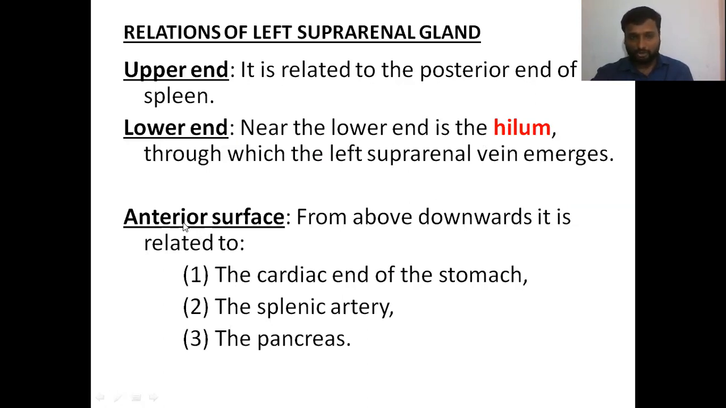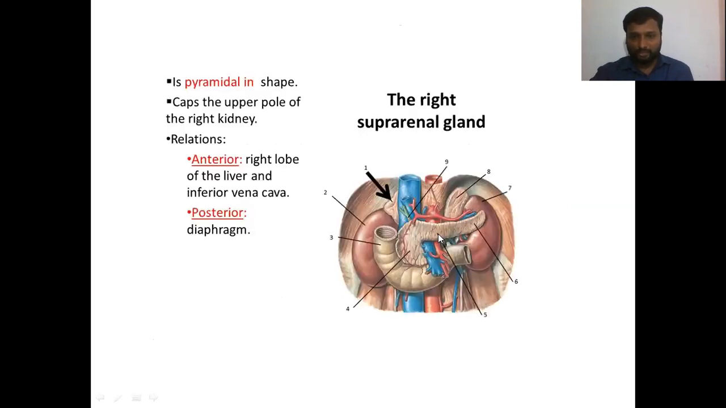Then mainly the relation of the anterior surface. So I told you here it is related to the stomach. On the right side we have the liver, but on the left side we have the stomach. So it is related to stomach, splenic artery, pancreas. We'll see that. See the image now.